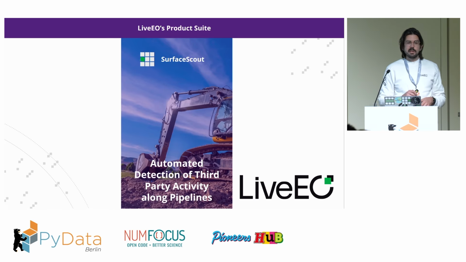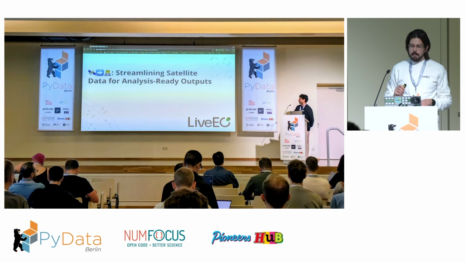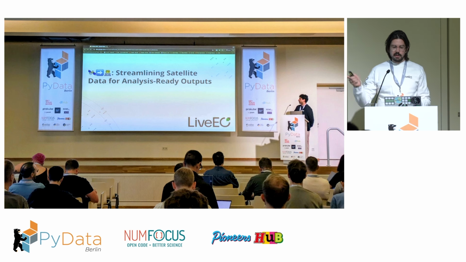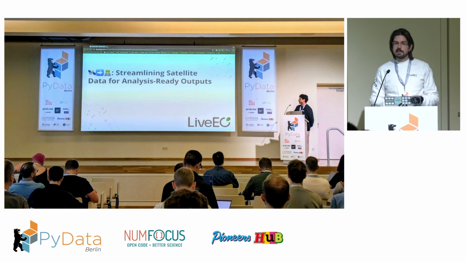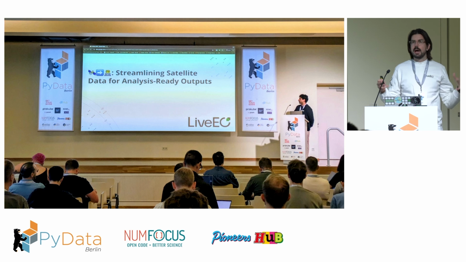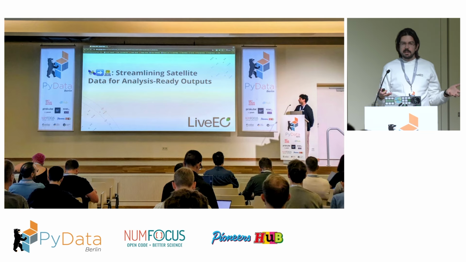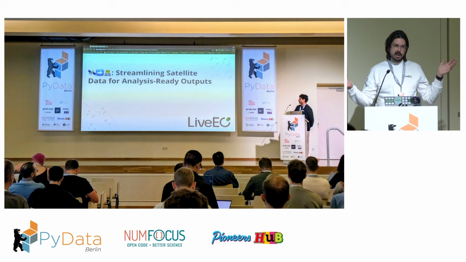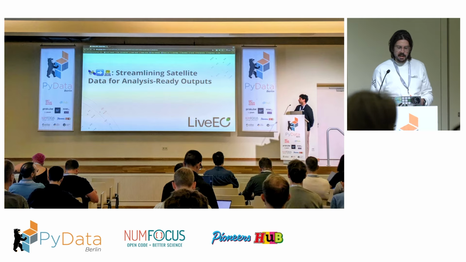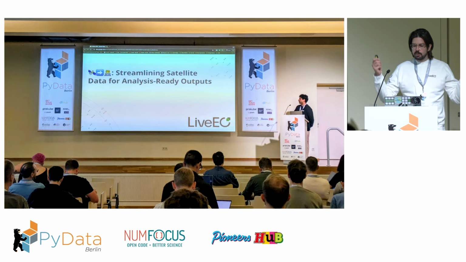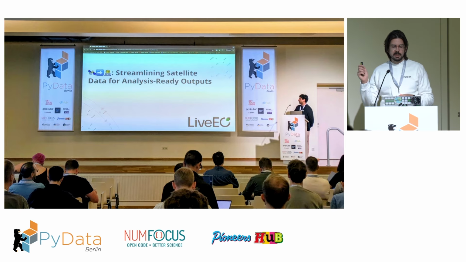So today's talk is going to be focused on Surface Scout, which is automated detection of third-party interference along pipelines. Just a quick note, if you were here earlier this week, my colleague Vin gave a talk about streaming satellite data for analysis-ready outputs, where he talked about how we actually go about ingesting, storing and distributing satellite imagery that downstream analyses can use. I'm now going to talk about one of these downstream analyses that are enabled by the work of Vin and the others in the company.